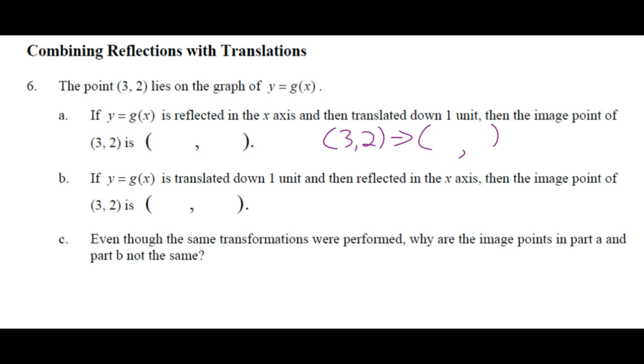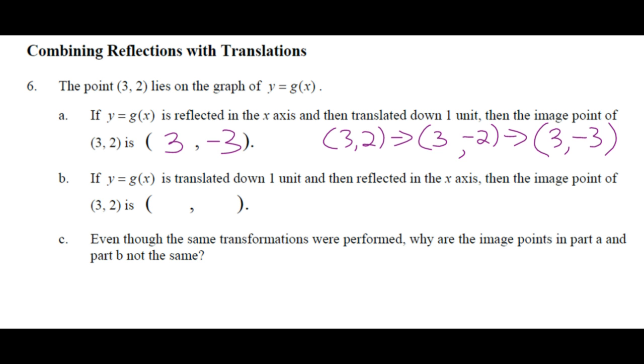I must do this in 2 steps. So the point (3, 2) is reflected in the x-axis. What does it become? So (3, 2) becomes (3, -2). And then translated down 1, so where is it now? (3, -3). So the point (3, 2) becomes (3, -3).